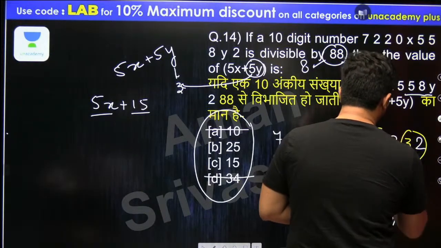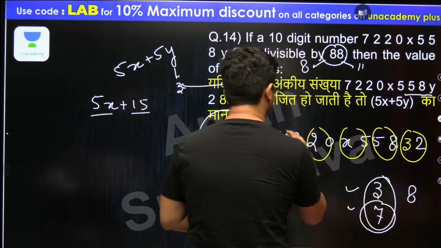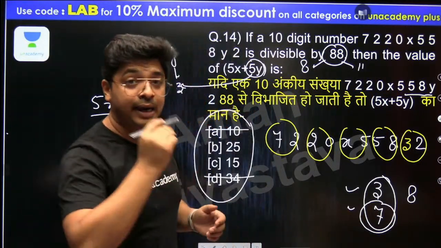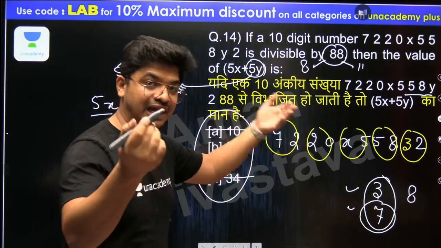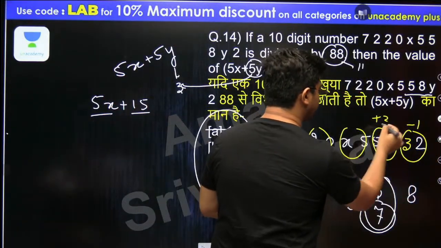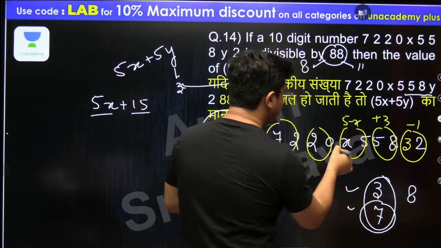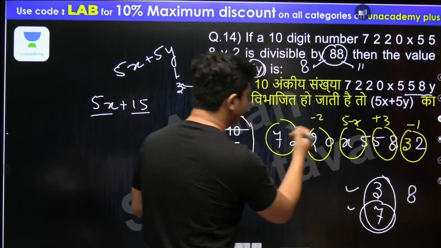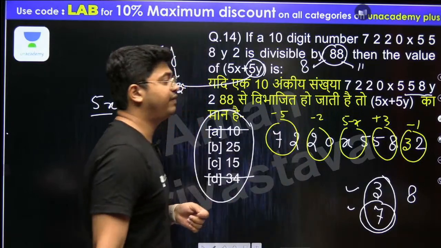So pair ho gaya, pair ho gaya, pair ho gaya, pair ho gaya, pair ho gaya. So pairing is done. Now what we need to do is right minus left. That's what we do. So 2 minus 3 is equal to minus 1. 8 minus 5 is equal to plus 3. 5 minus x will be yahi aa jayega. And 0 minus 2 is equal to minus 2. And 2 minus 7 will be equal to minus 5. That's what we are doing.